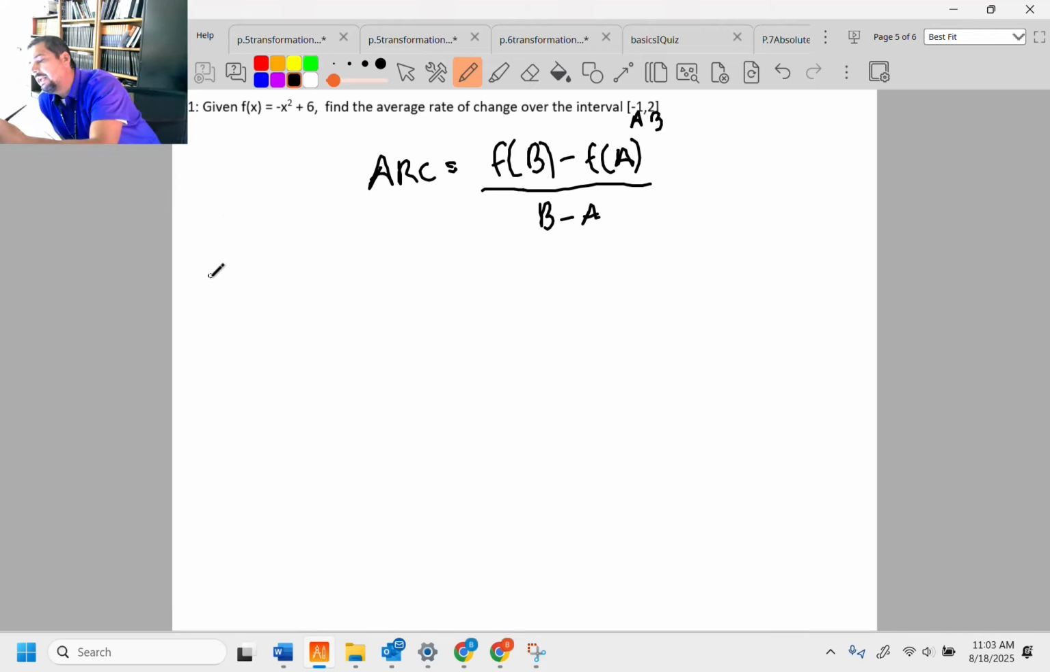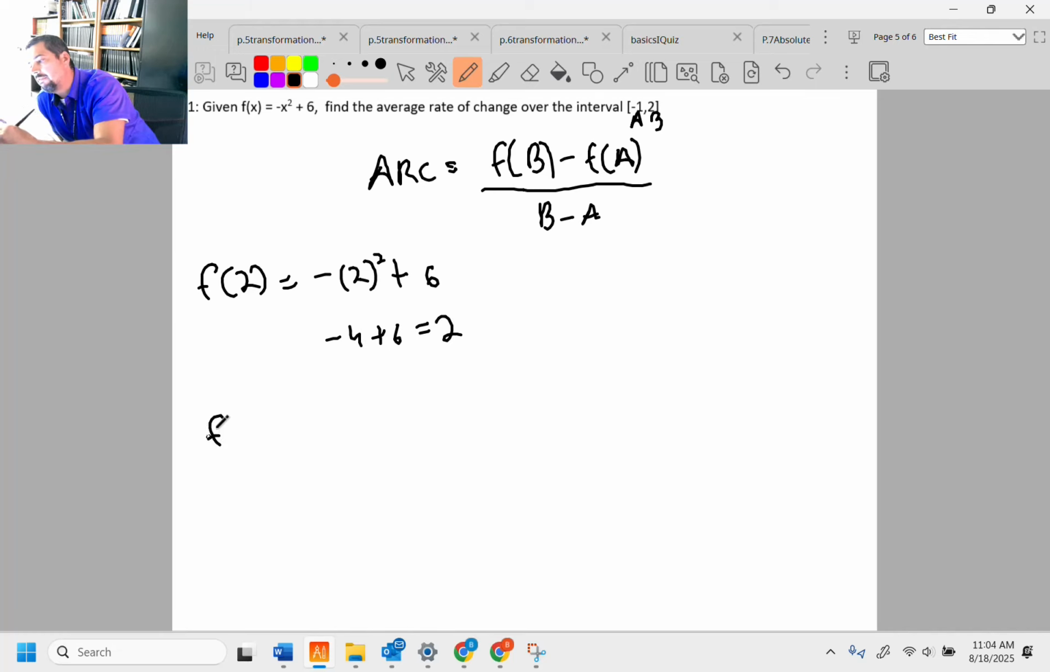If you want to find f of b, you are actually finding f of 2. To find f of 2, you are plugging a 2 into the equation. Please note how I wrote that. The 2 is the thing that gets squared, not the negative symbol. If you square a 2, you get 4, and negative 4 plus 6 is 2.